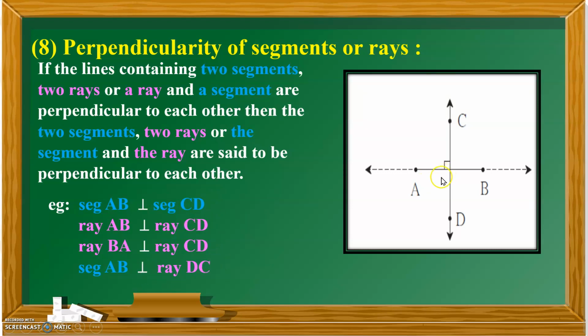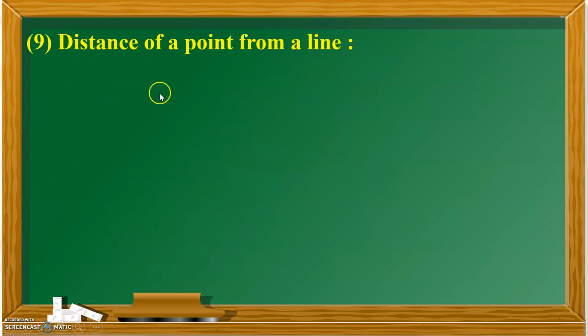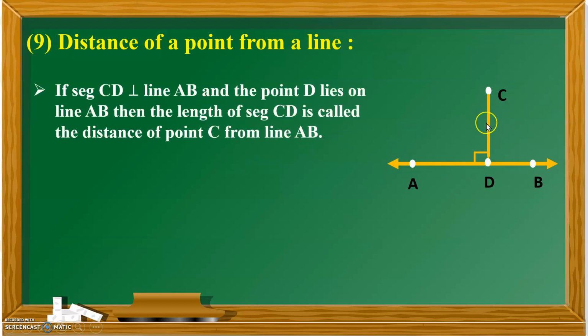Okay, let's go to the next part of the chapter, distance of a point from a line. Now to understand this, let's have a figure. In this figure, we have segment CD perpendicular to AB and D lies on segment AB. Then CD is called the distance of point C from AB. Now in simple words, what it means.